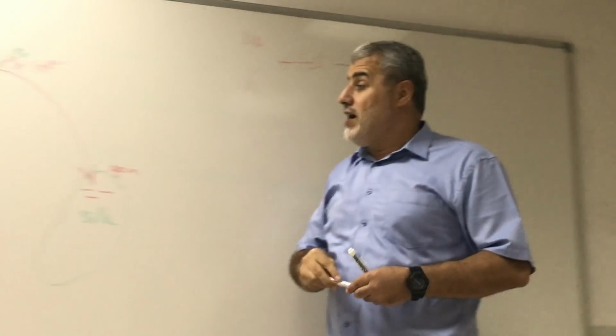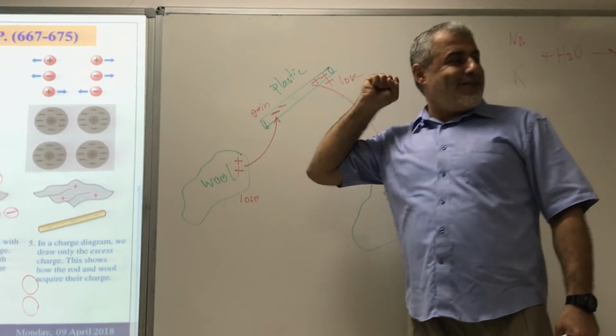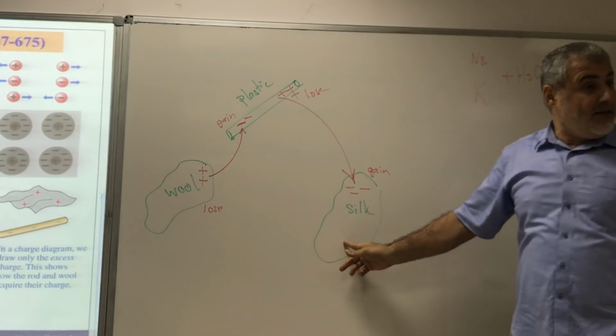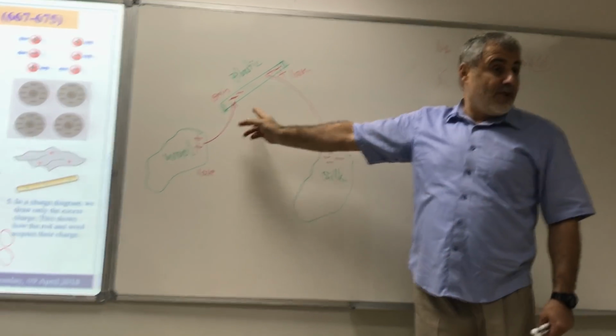The same thing we have. Which one here is the stronger? The plastic, so it will acquire the electrons. Which one here is the wool, or sorry, the silk, it will acquire the electrons.